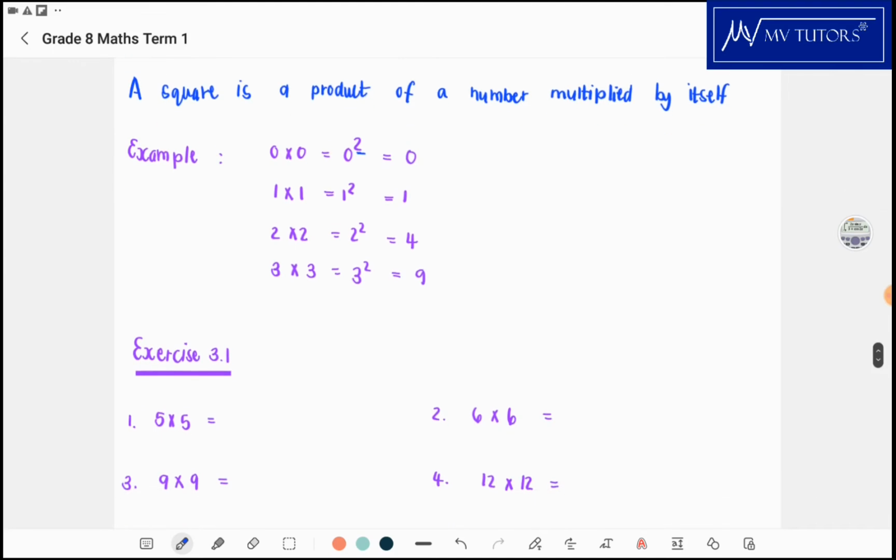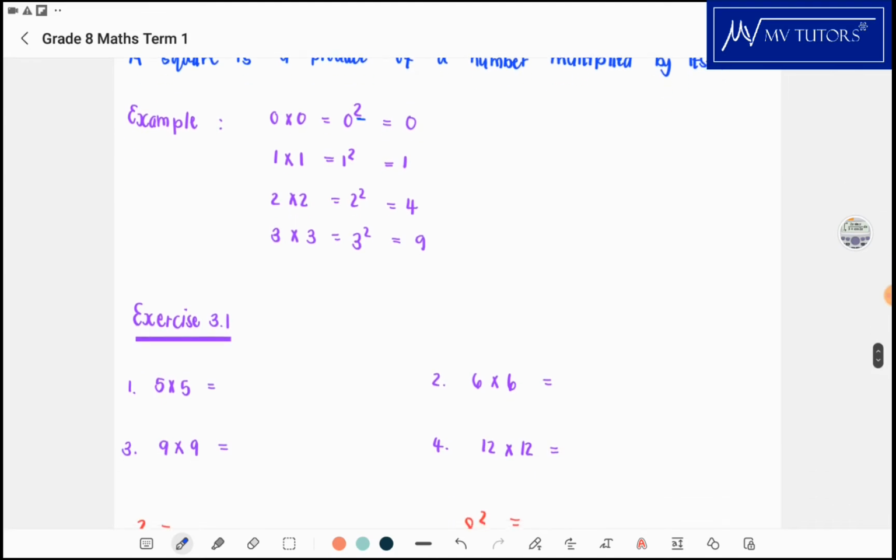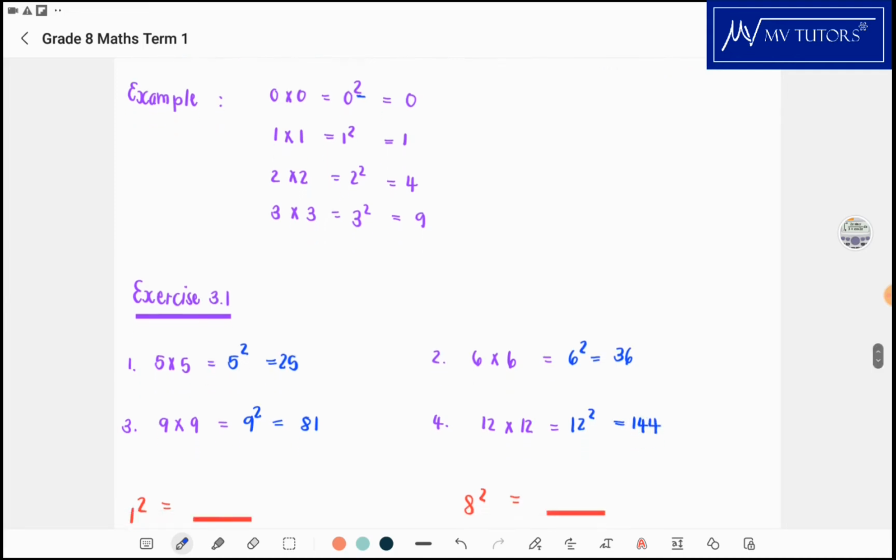Now let's look at exercise 3.1. What if we have 5 times 5? You know the answer is 25, but first, let's write it like this: that's 5 to the power 2, or 5 squared, and that's equal to 25. 6 times 6 is 6 squared, and that is equal to 36. 9 times 9 is 9 squared, so that is 81. 12 times 12 is the same as saying 12 squared, and that's equal to 144.